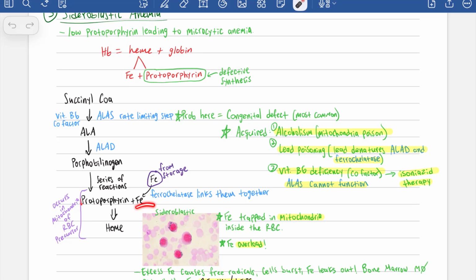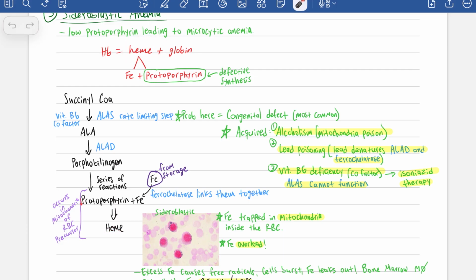Okay. Now, where does the iron come from? The iron's going to come from storage. So it's in ferritin. Then you're going to have transferrin come, transfer that iron. And then you're going to have something called ferrochelatase that's going to link them together. So ferrochelatase is going to link protoporphyrin and iron together so that you can make heme.